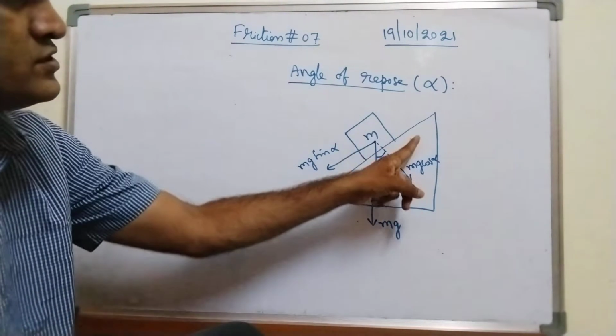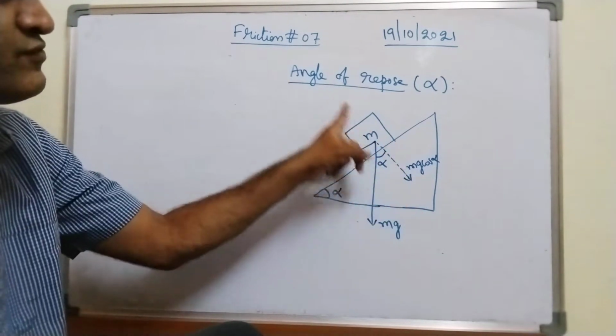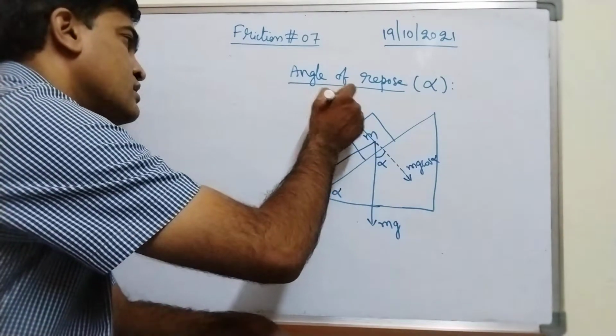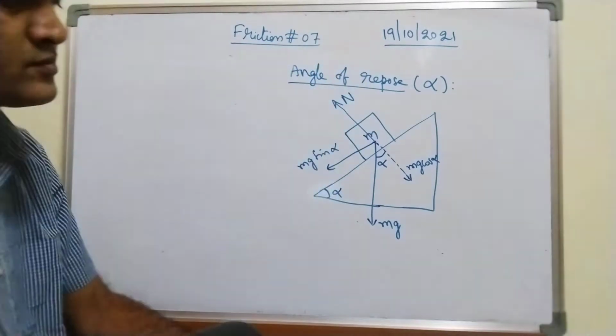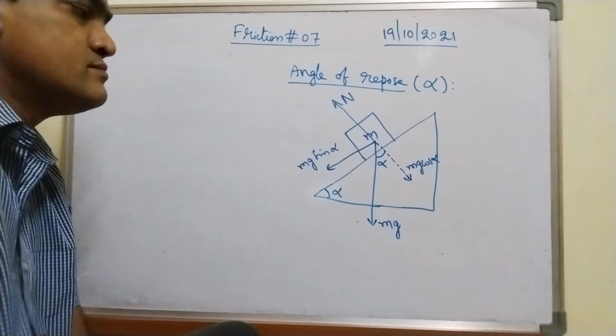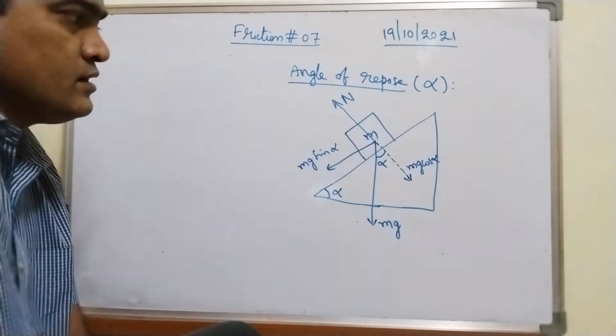And here the inclined plane exerts a force on the block in the opposite direction. This is called the normal reaction force.